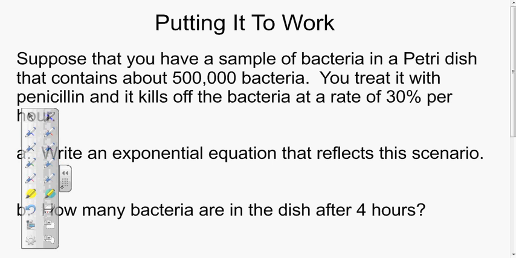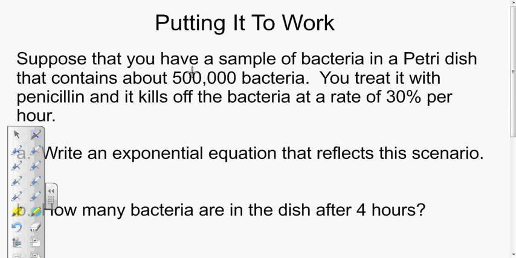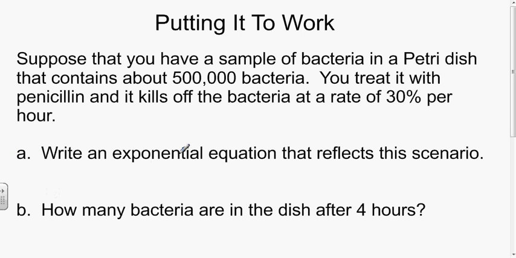What we have here is a problem that says, suppose that you have a sample of bacteria in a petri dish that contains about 500,000 bacteria. You treat it with penicillin and it kills off the bacteria at a rate of 30% per hour. The first question tells us to write an exponential equation that reflects this scenario.